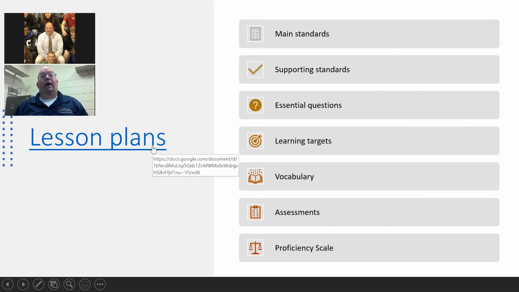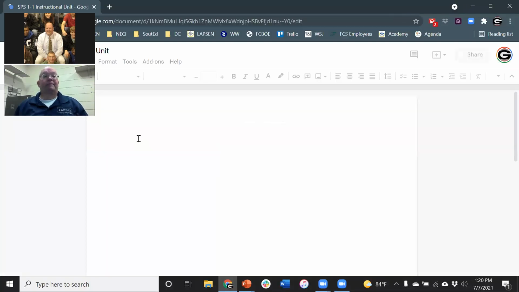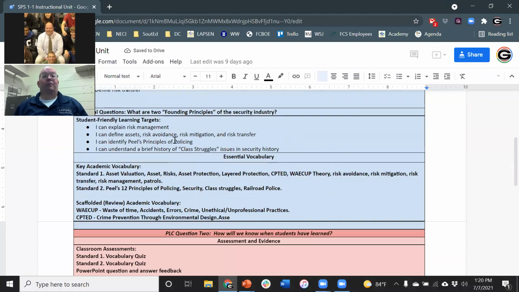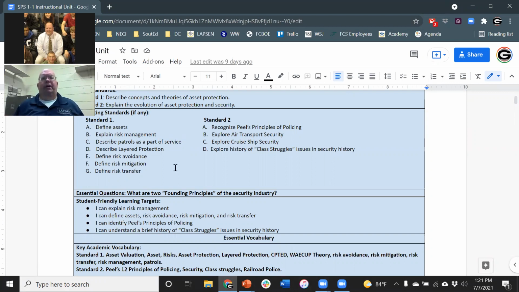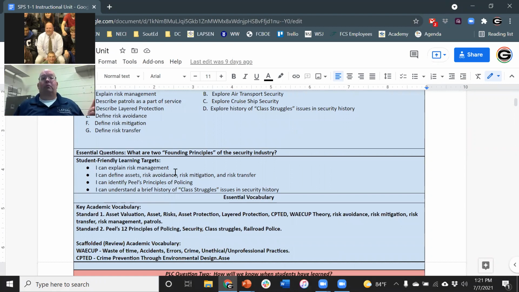So here are some learning topics that we took from one of our lessons in unit number 1. I can explain risk management. I can define assets, risk avoidance, risk mitigation, and risk transfer. We talked about assets in the first session. What are the assets that we're looking to protect? Again, people, property, and information.